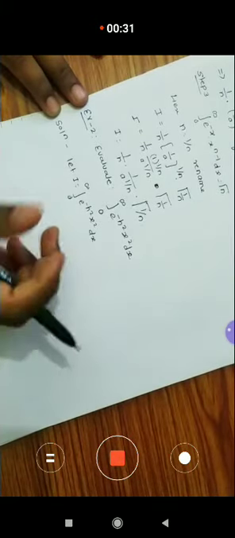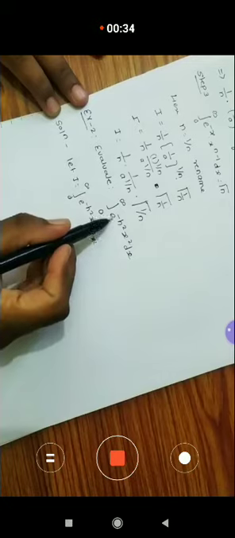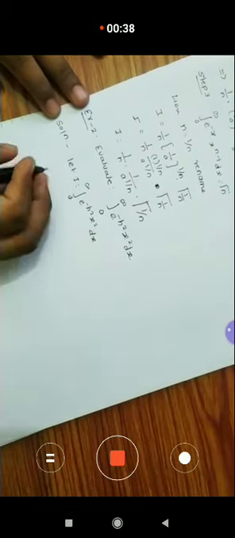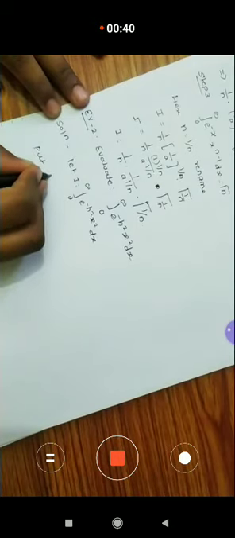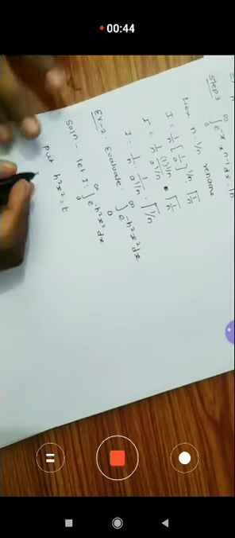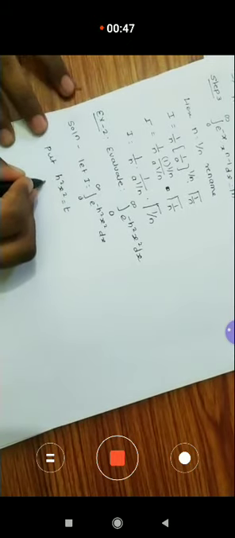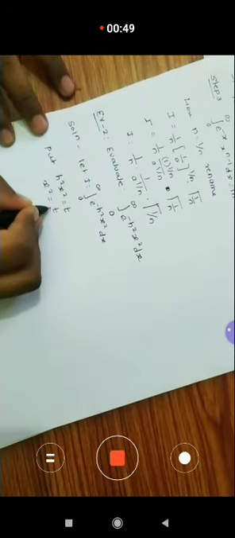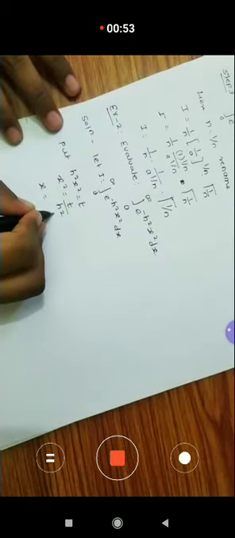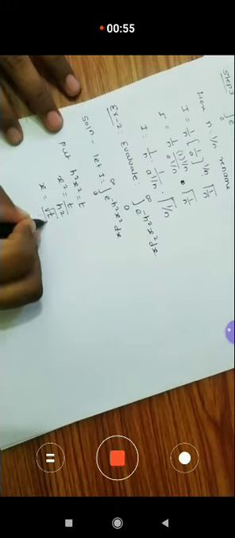See, in these types of problems, e raised to something power, that something we put as t. So put h square x square equal to t. Okay, then it becomes what? x square becomes t by h square. And x becomes what? Root t upon h.